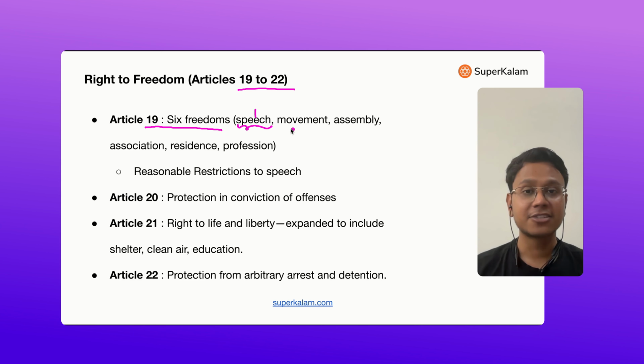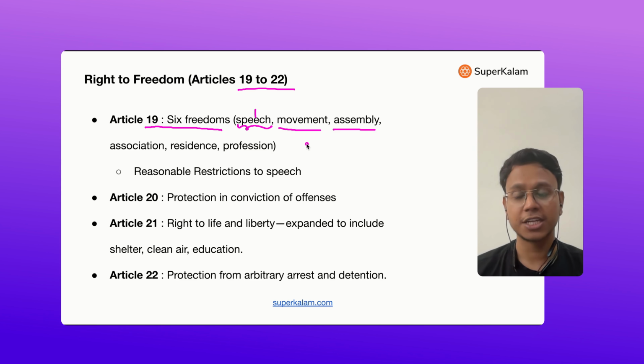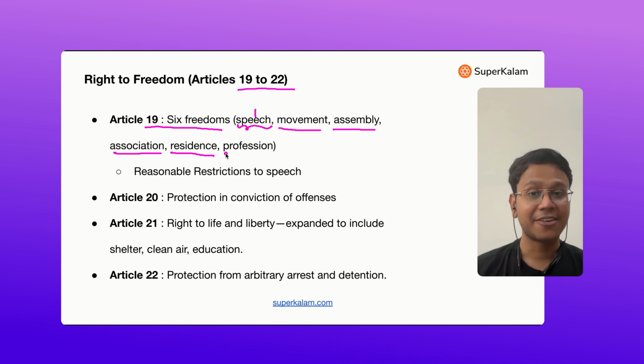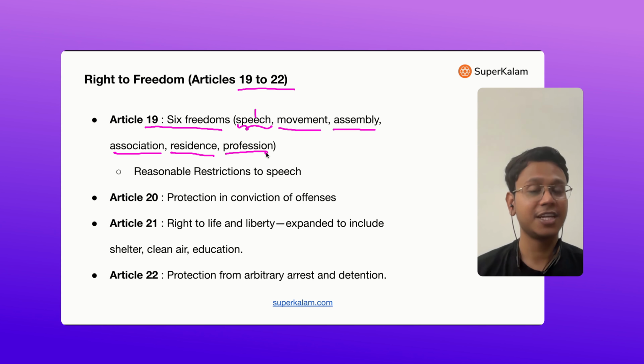Next is right to movement, means you can move freely in any part of the country. Then there is right to assembly. You can assemble at any place, but without arms. Right to association. You can form various associations, groups, cooperatives, organizations, etc. Right to residence. You can reside freely in any part of the country. And right to profession. You can do any profession freely. You have a right to do that.